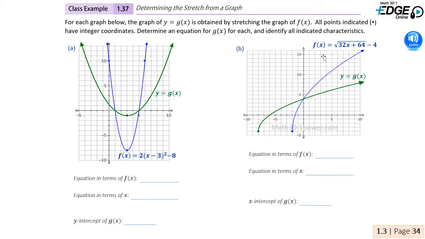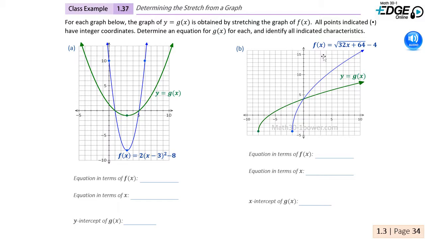Now that we're feeling more comfortable identifying whether a stretch is vertical or horizontal, let's look at some equations that are perhaps problematic for students. We'll start with example A, where we see a blue parabola, f of x, defined by 2 times (x minus 3) squared minus 8. We know that the 3 and the negative 8 correspond to the vertex, and we know that the 2 makes the graph rise more quickly.